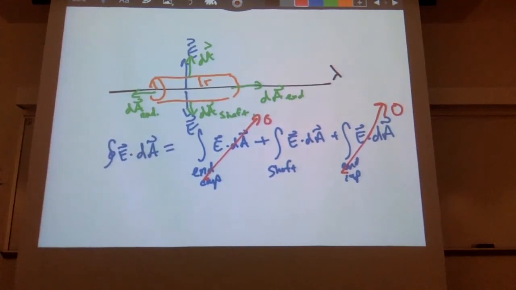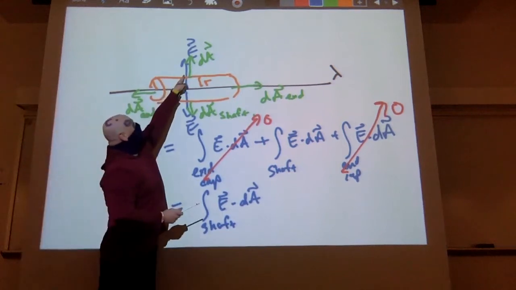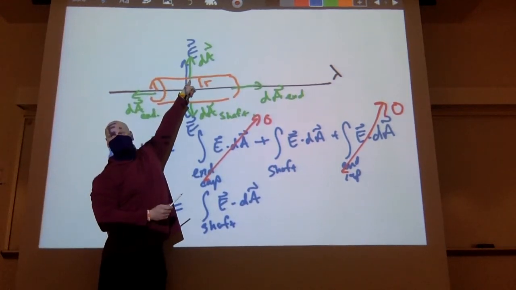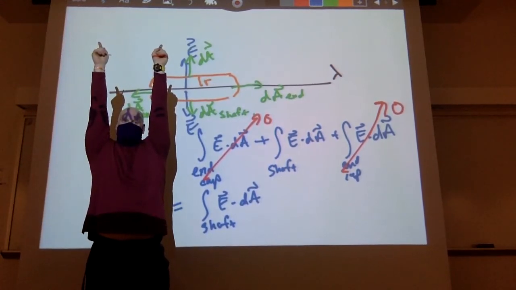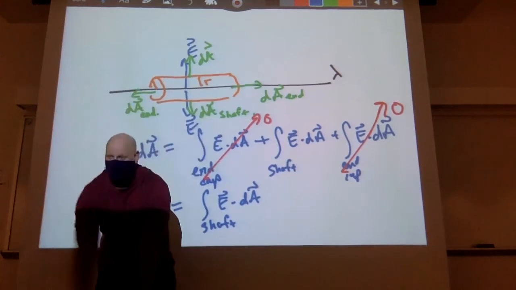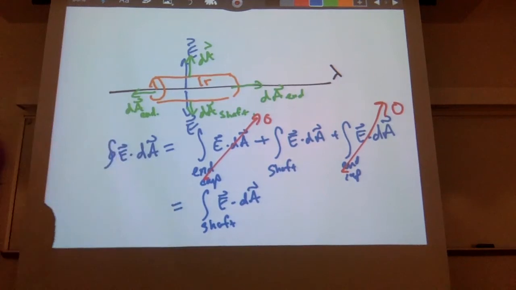So this tells me that this is equal to the integral over the shaft of the electric field dotted by the differential area. Now, here, what's the angle between the electric field and the differential area? One points this way, one points this way. What's the angle between the two of those? 0. What about down here? Here it's this way, here it's this way. What's the angle between those? 0. What's cosine of 0? 1. So this is the same thing as the integral of the electric field times the differential area.